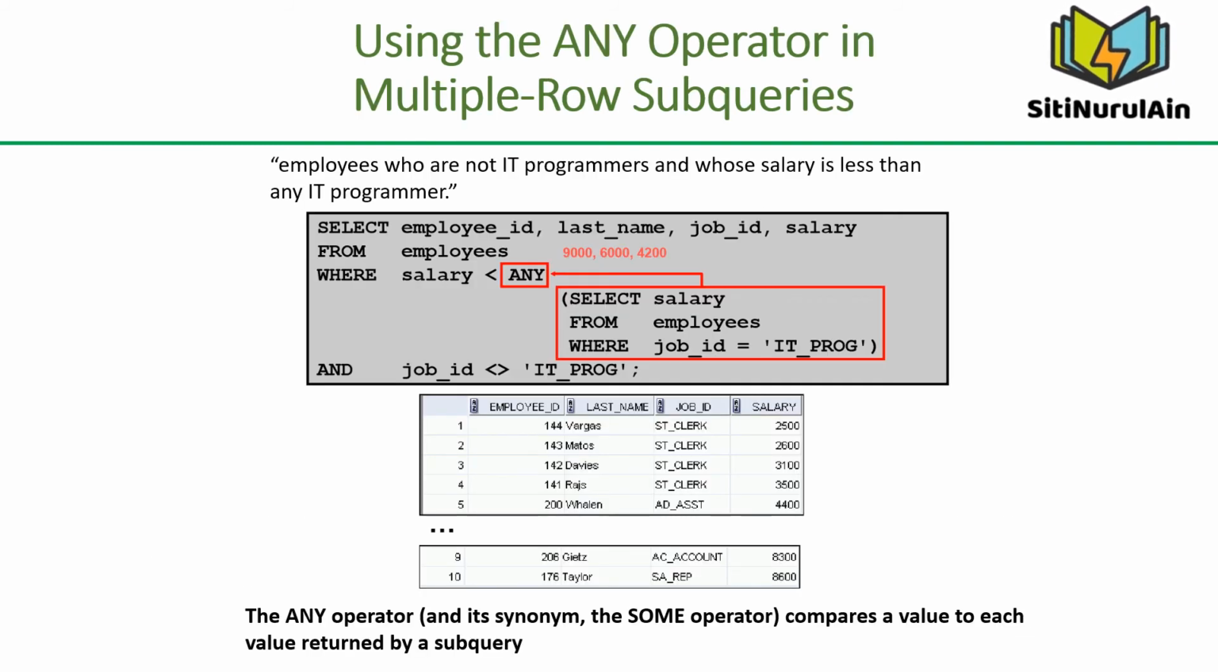The any operator, and its synonym, the some operator, compares a value to each value returned by a subquery. The slide example displays employees who are not IT programmers and whose salary is less than that of any IT programmer. The maximum salary that a programmer earns is 9,000. Less than any means less than the maximum. More than any means more than the minimum. Equal any is equivalent to in.